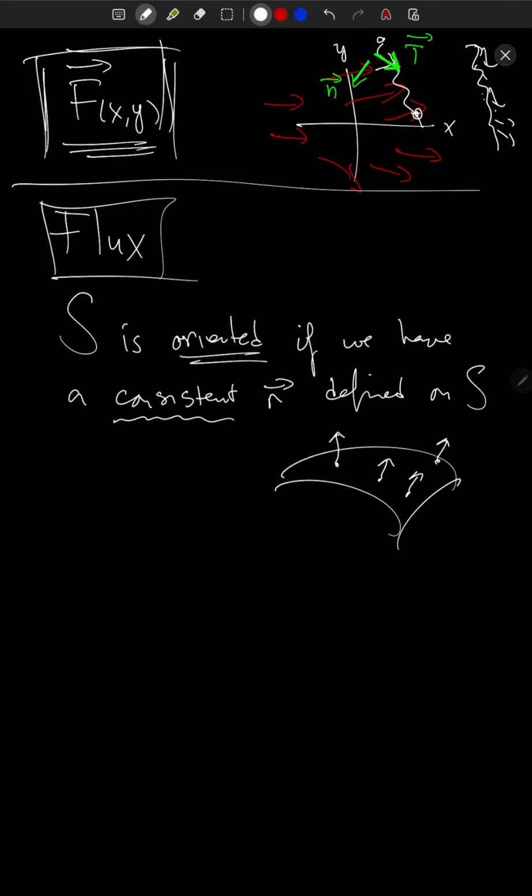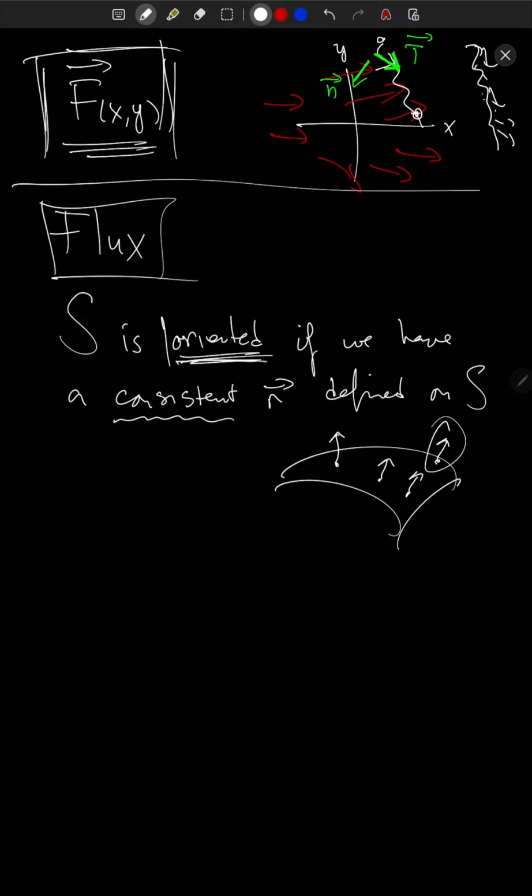We're going to use the word upwards a lot. And remember, the word upwards means the vector itself should have positive k component. Because when we say up, we mean generally up in terms of the z direction. And if we have a different concept of up, let's say we want up to be the x direction, we'll definitely say that out loud explicitly. So S is oriented if we have a consistent n defined on S.